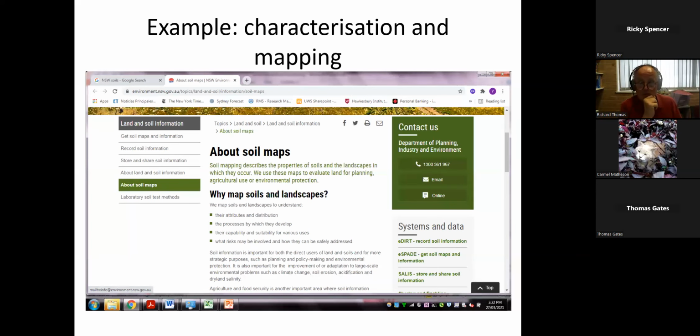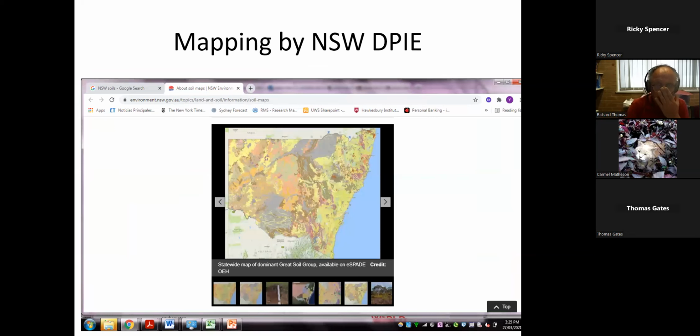There is a national one as well, a federal soil survey. You go out and you report on what your soil profile looks like, and you put it into the Department of Industry and Environment, DPI. And they're producing soil maps which are extremely detailed for areas.